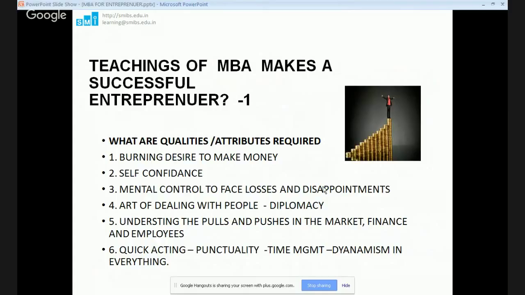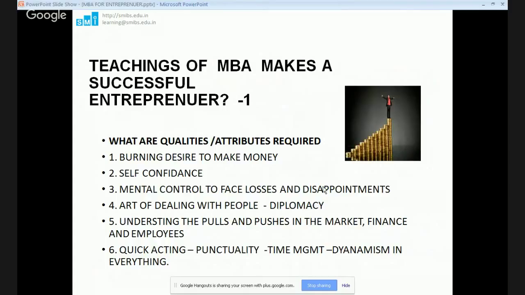If you consult 10 people, 10 people give 10 different ideas. Many people say don't start. Many people give you the fear of losing. So self-confidence means once you know this is the project I'm going to start, you must think that, okay, I'm devoted to this, good or bad, I will do this. That kind of self-confidence you must have. Third, mental control to face losses and disappointments. More or less, self-confidence gives you the mental control.